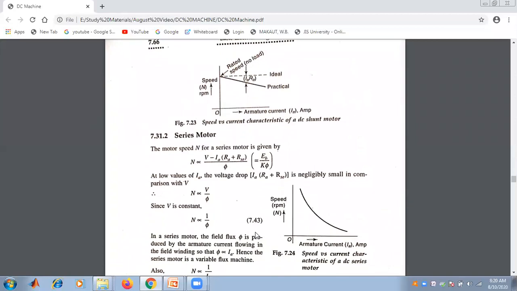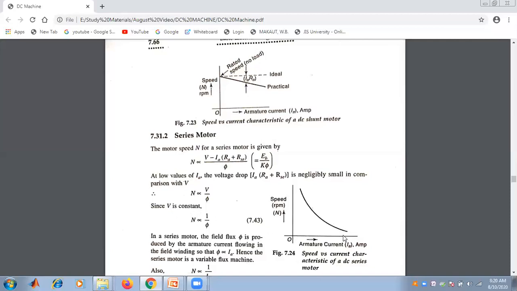So now let us take the speed equation for a series motor, where N is proportional to V minus Ia (Ra plus Rse) by phi, that is Eb by K phi. Ra is the resistance of the armature and Rse is the series resistance that is connected in series with the armature. At a low value of Ia, this voltage drop part we can easily neglect. So N will be proportional to V by phi. As we know that V is constant, so N is proportional to 1 by phi.